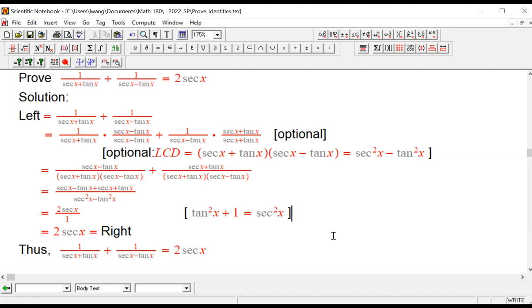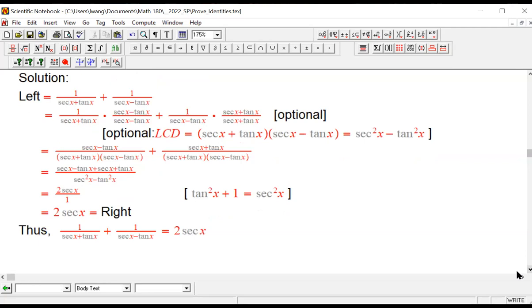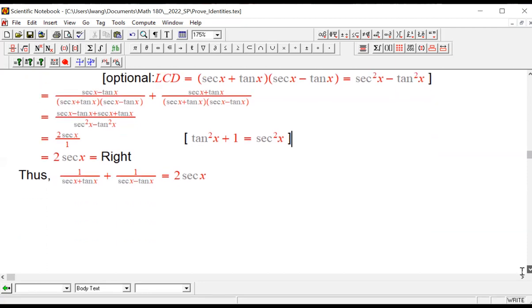Okay, so that was number 9. Okay, so the last one, we're going to do the last one, number 10.